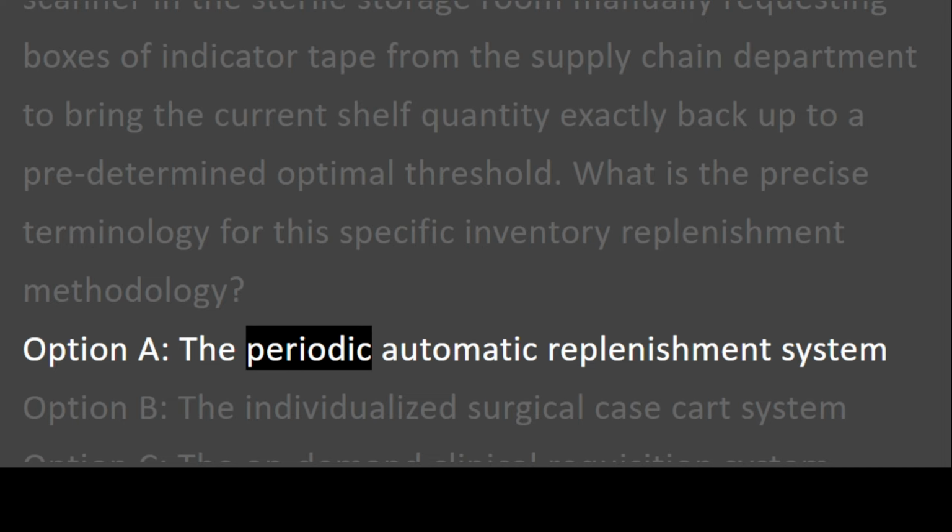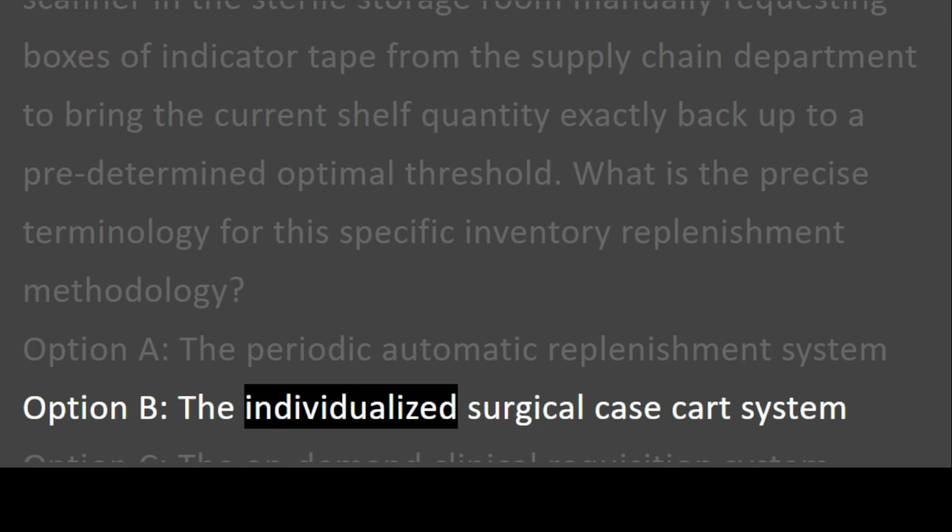Option A. The periodic automatic replenishment system. Option B. The individualized surgical case cart system. Option C.